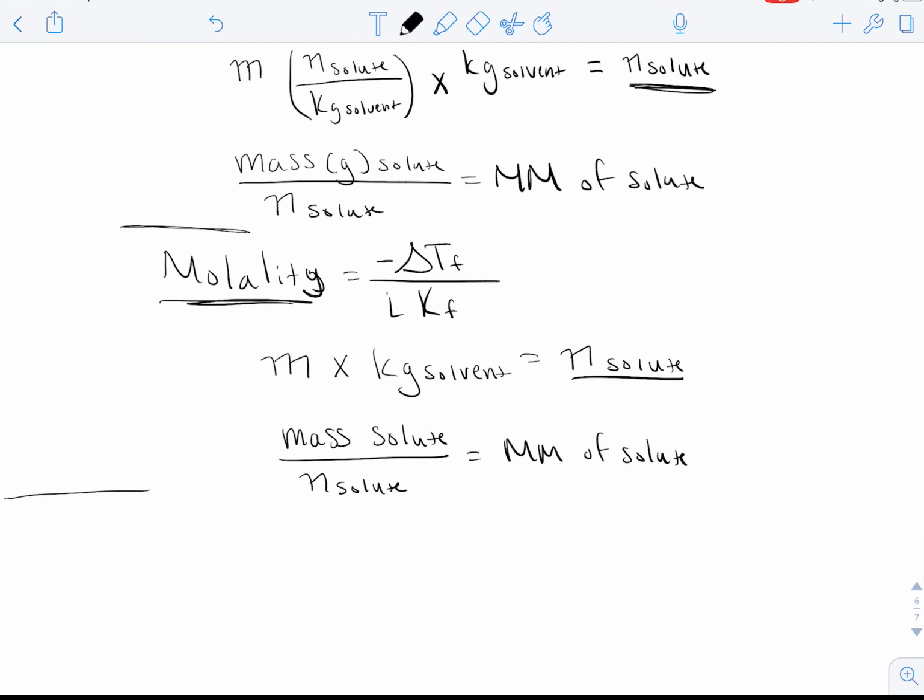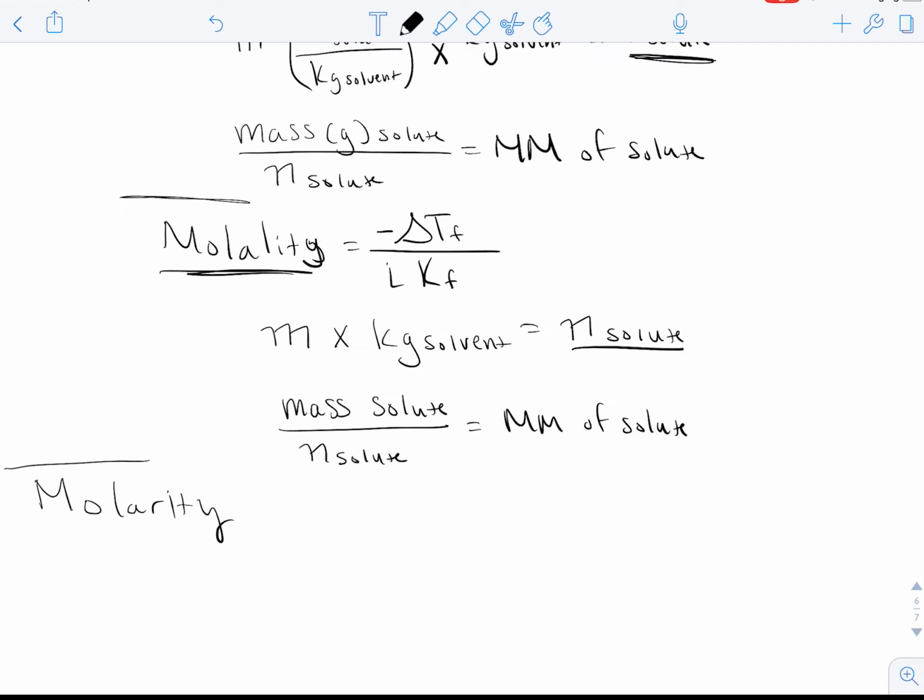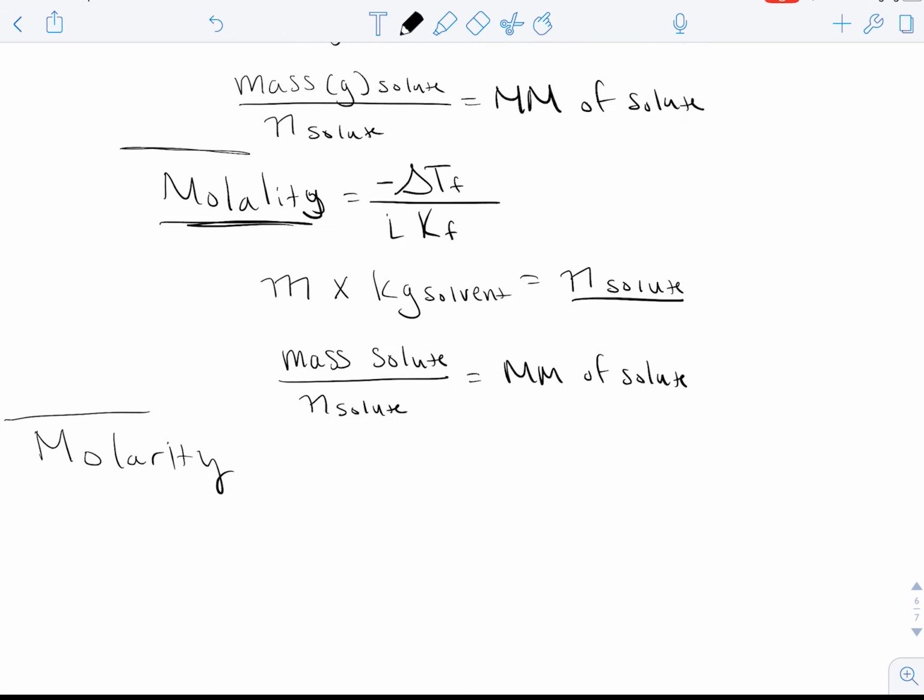We can also use molarity. Molarity is used when we're solving for our osmotic pressure. So we can take our molarity and set that equal to our osmotic pressure divided by iRT. Again, just rearranging that osmotic pressure equation. Once we solve for molarity, remember that molarity is our moles of solute over our liters of solution.